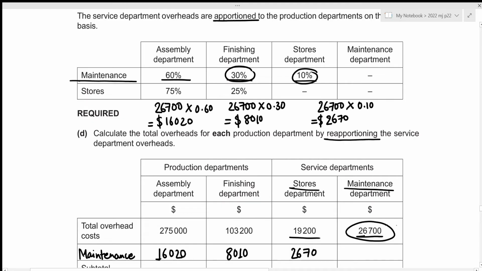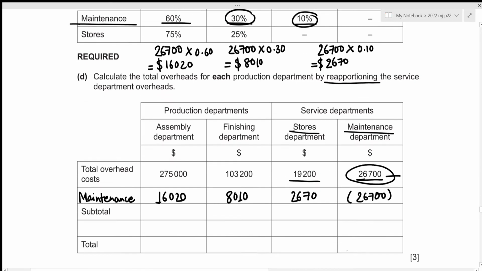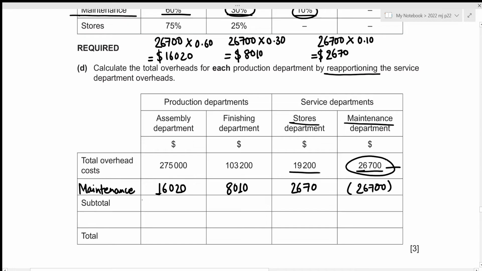And since we are apportioning this amount, we also need to subtract this amount from the maintenance department now. So that's 26,700, but in a bracket indicating that this needs to be subtracted. Alright, now we can move towards figuring the subtotal. Subtotal is just going to be the sum of total overhead costs and the maintenance apportionment. So for assembly department, that's going to be 275,000 plus 16,020, which results in the value of 291,020.